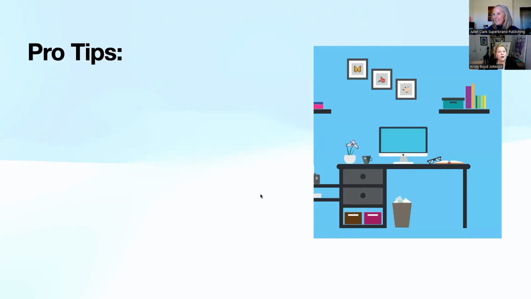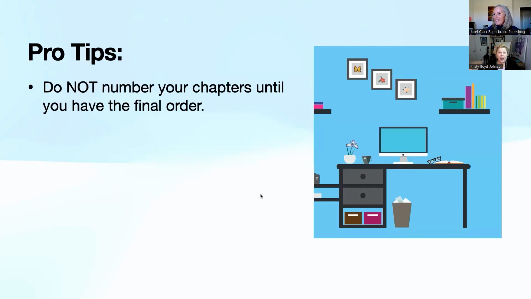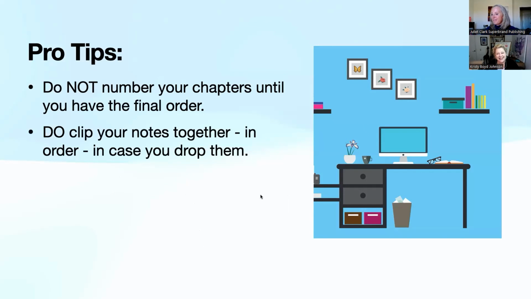Okay, here are a couple of my pro tips. Do not write the chapter numbers on your white cards until after you have finalized your order. Because if you do that, you have to keep crossing them off. So don't do that until the end. Do clip your notes together. I use just a simple clip like this to keep my notes together, because if you drop them, they go everywhere. And if you have a cat like mine, they go even more everywhere.